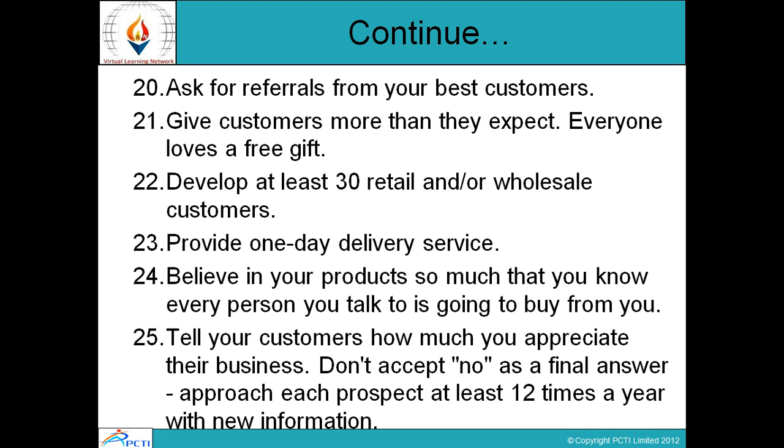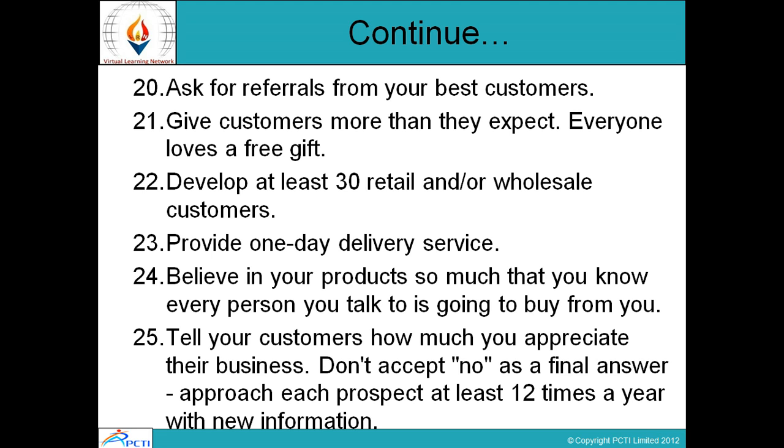Give customers more than they expect. Yes, don't satisfy the customer. Rather produce delighted customers. Satisfied तो कोई भी कर सकता है. You should give an intuition and illusion to the customer that we are providing more than your expectations. So, by following this approach, everyone will love a free gift. This is the tendency of human beings, that everyone loves a free gift. So if you satisfy the customer beyond their expectation, then this will ultimately affect the business in a positive way. Develop at least 30 retail and wholesale customers.